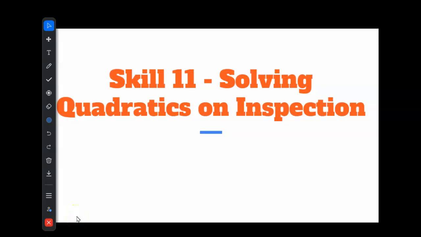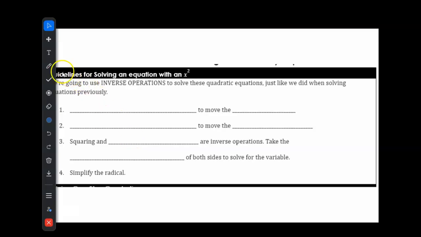We're going to be solving quadratics on inspection today, which really means we're going to be solving some equations that have squared in them, like x squared, y squared, z squared, stuff like that. So here we go. First thing we need to do is know the guidelines for solving an equation with an x squared right there at the top. We're going to mostly use inverse operations to solve these, just like equations we've already solved in the past.